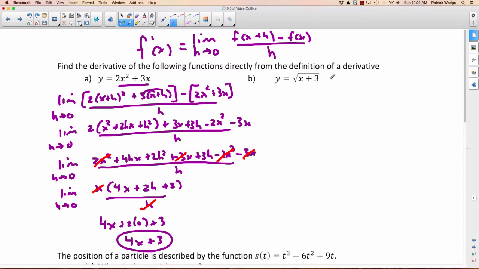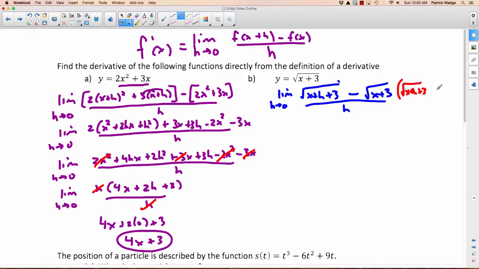Okay, why not do another one? We're going to take the limit as h approaches 0 of, remember we're putting x plus h wherever I see x, so the square root of x plus h plus 3 minus f of x, which is just the square root of x plus 3. That's all divided by h. What do you think your next move is going to be? You're going to multiply top and bottom by the conjugate. You're going to multiply by the square root of x plus h plus 3 plus the square root of x plus 3. And of course the same thing on the bottom.